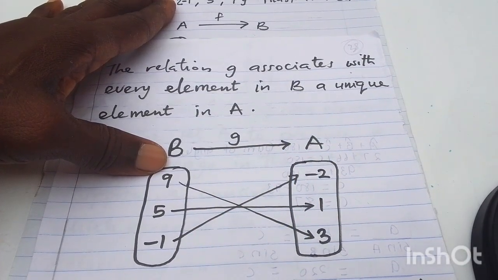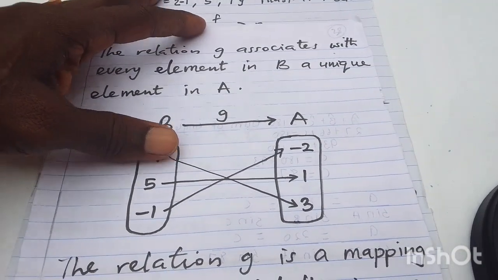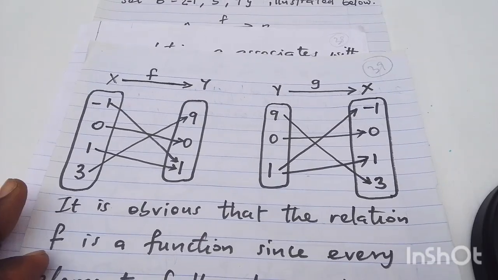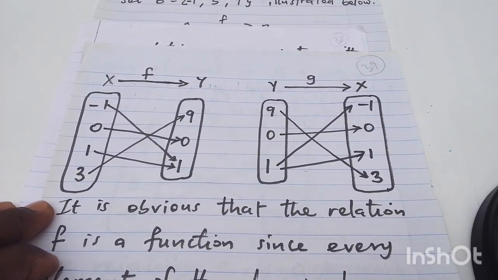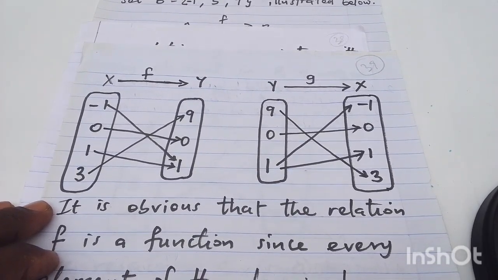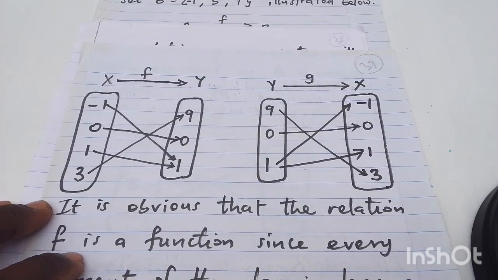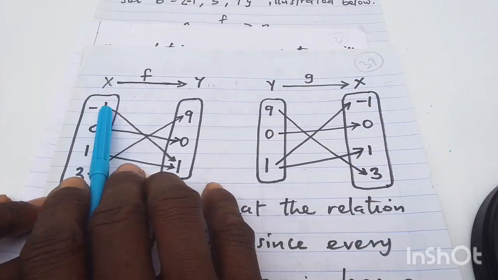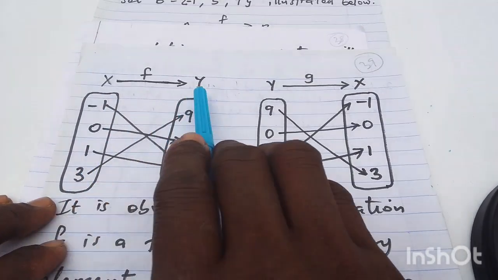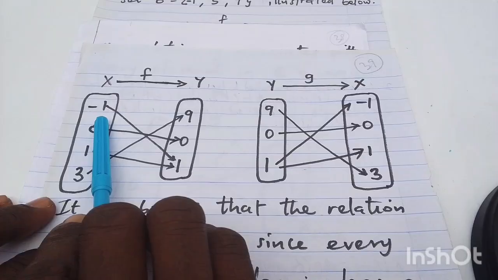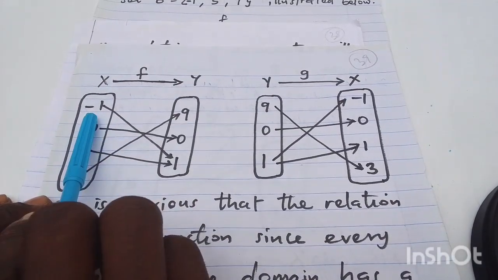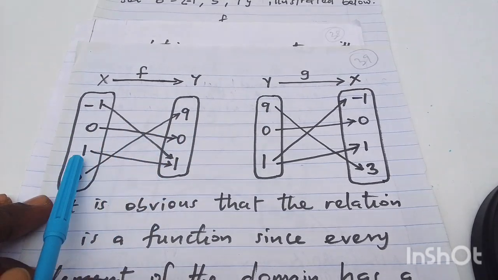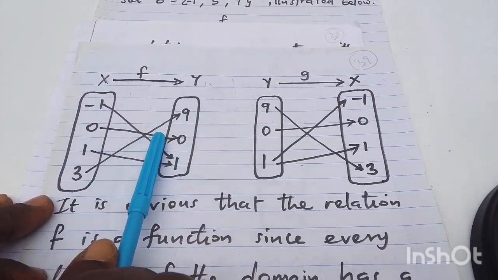Now, it is not all the time that the inverse of an element, or the inverse of a matrix, is possible. Let's look at this. If this is a set X, and in set Y you have this, for the mapping you are associating minus 1 to 1 here, 0 to 0, 1 to 1, and 3 to 9. So this is a mapping.